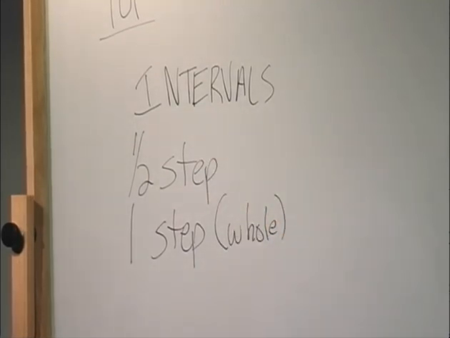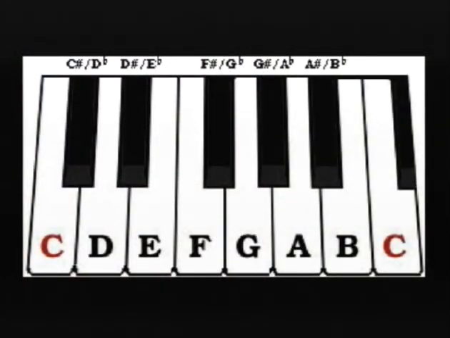Now, on a keyboard, will you bring up that keyboard? On a keyboard, it's the next adjacent key, but you have to be careful because you see how E and F are adjacent? That's still a half step. It's not a whole step. A whole step is not just white key to white key, but it's the next adjacent key.